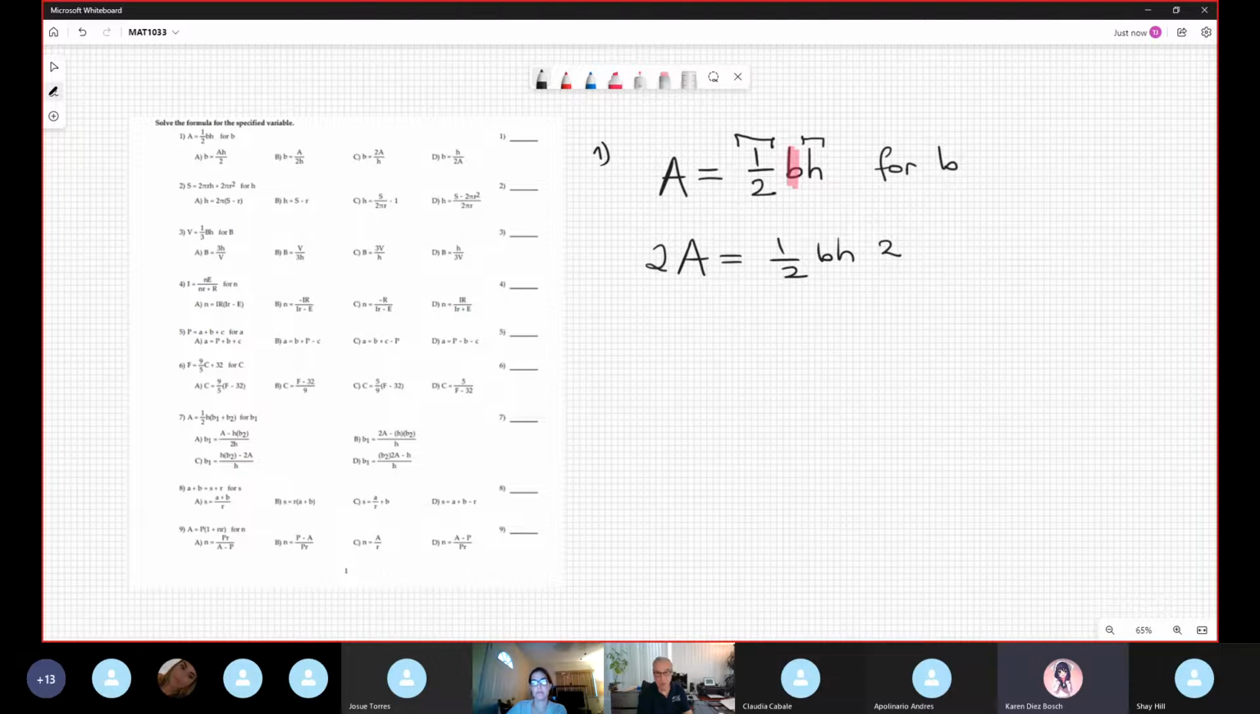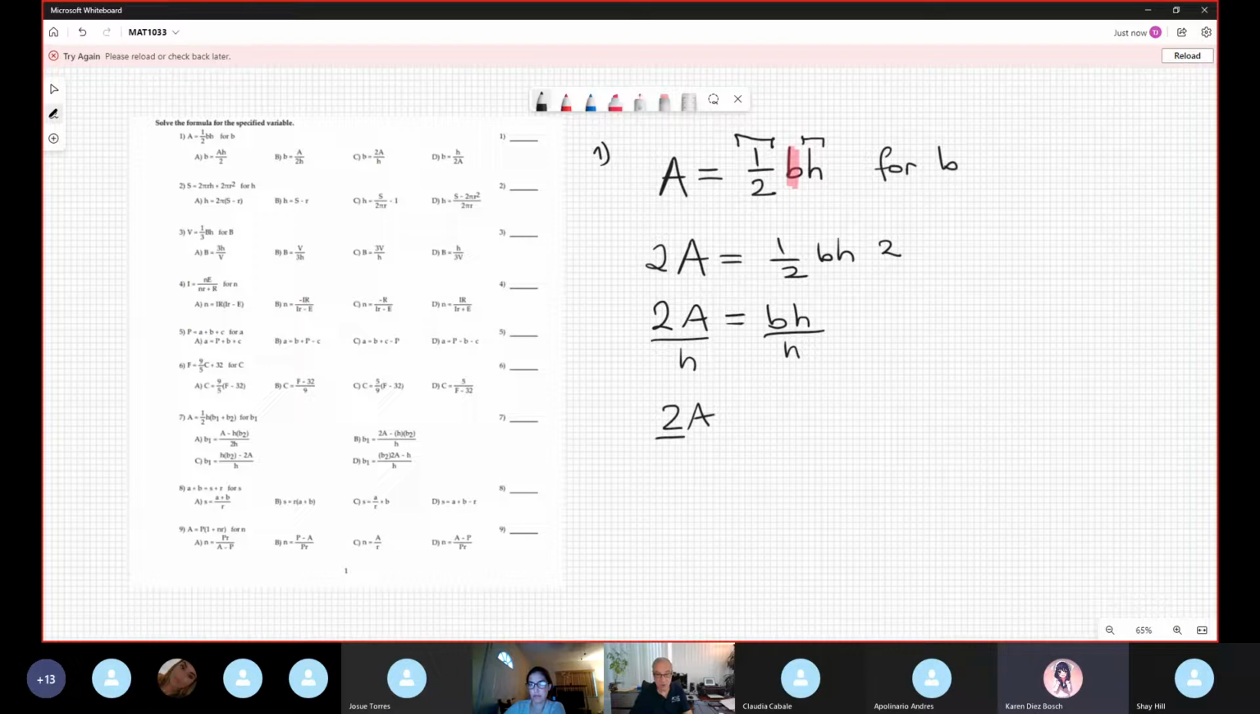Okay, so now if you multiply by 2 both sides of the equation, it's obvious. We have 2A is equal to, and 2 times 1/2 is 1, and 1 is invisible. Finally, divide by H both sides, the answer is 2A over H is equal to B. Clear or no? Yes.